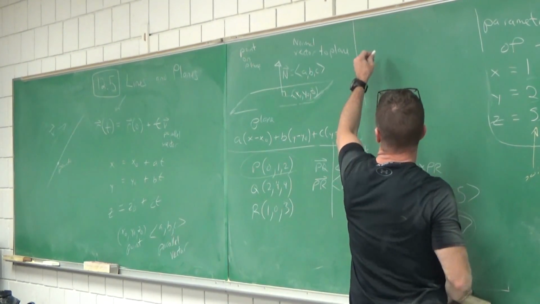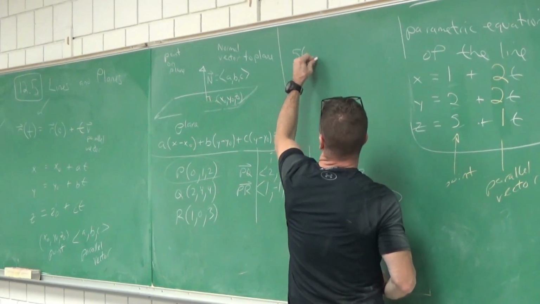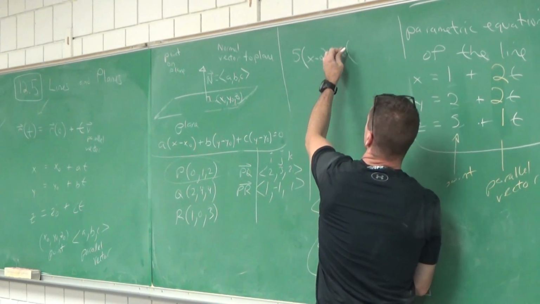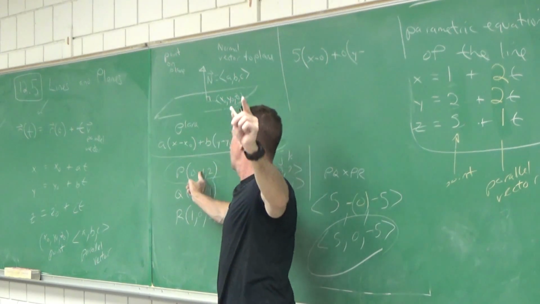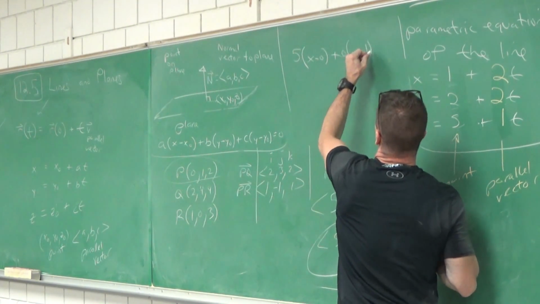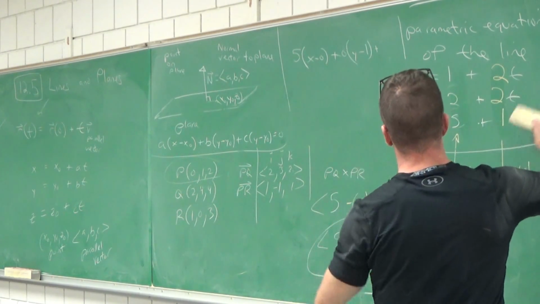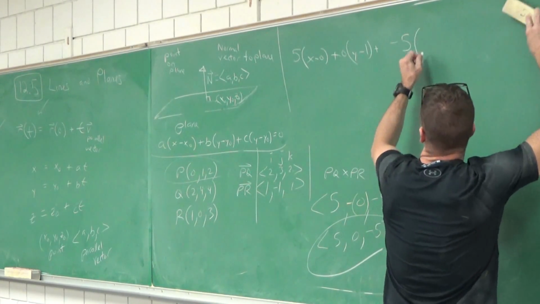Here's the equation of the plane. It's going to be 5 times (x minus 0), plus 0 times (y minus 1), plus -5 times (z minus 2). I'll erase this now.